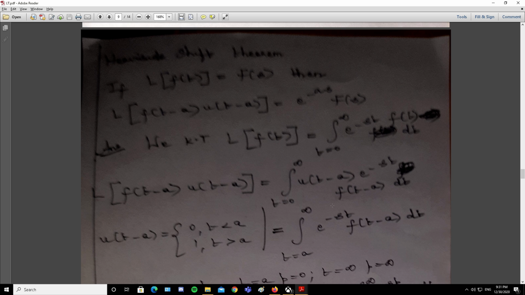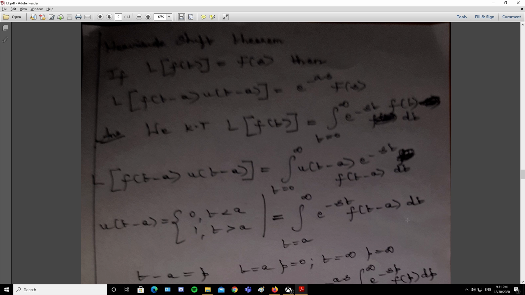Since you have the step function, you split the integral into two integrals. So how is the step function defined? 0 for t less than a, 1 for t greater than or equal to a. So the integral exists only from a to infinity, where u of t minus a is 1. So 1 into e power minus st f of t minus a dt.